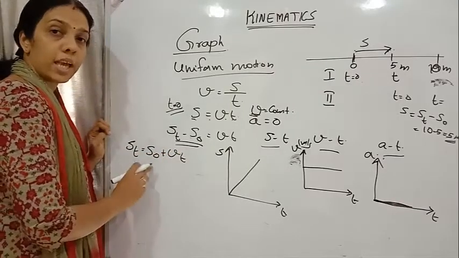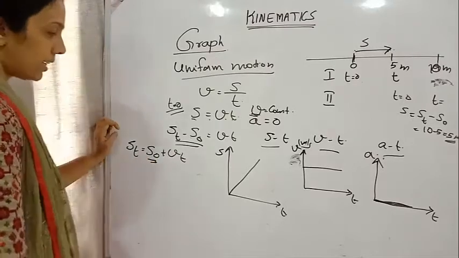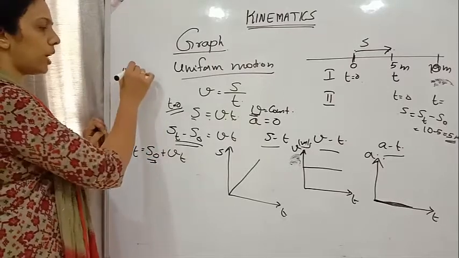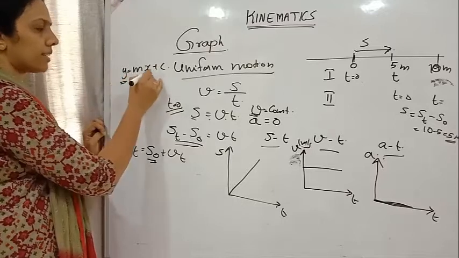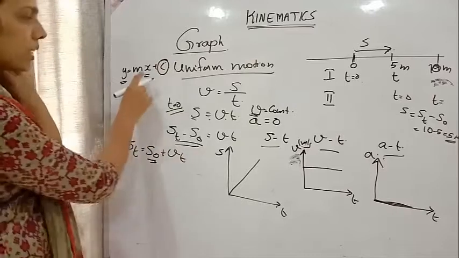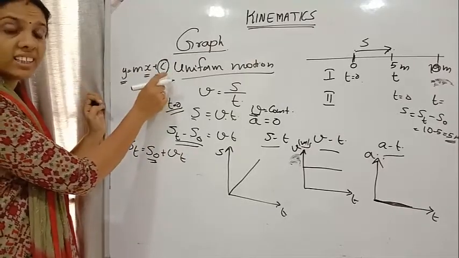Okay, y equals mx plus c. C is a constant over here, that is the y-intercept. You know the equation for a straight line, y is equal to mx plus c. Here, this is the y-axis, this is the x-axis. When x is equal to 0, y will be equal to c. So this is the y-intercept.